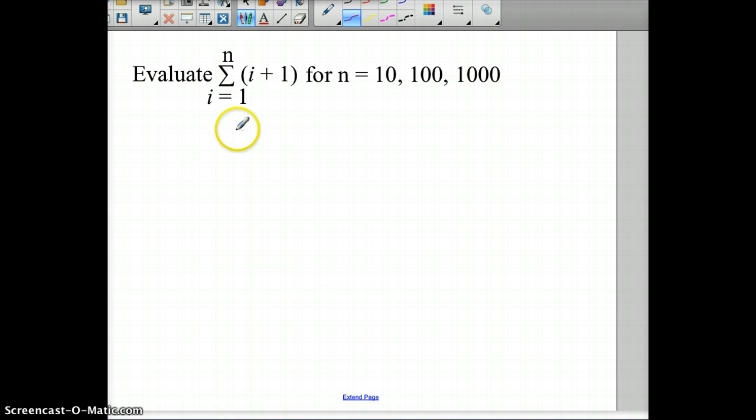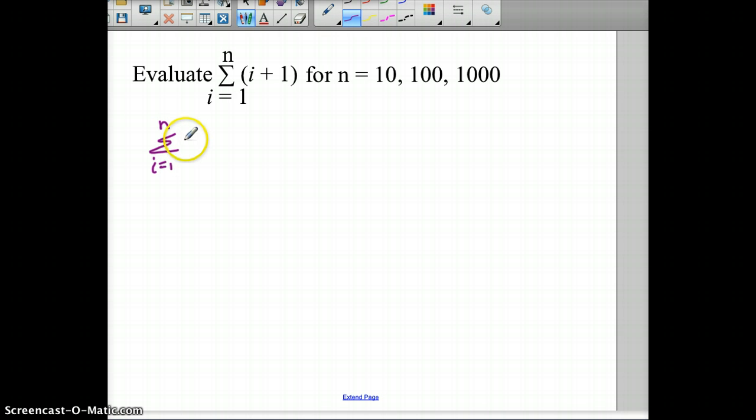All right, so let's try this one. If we want to evaluate the summation from 1 to n of 1 plus i for numbers 10 and 100 and 1,000. Well, for 10 it would be pretty easy. Just plug in 1 plus 1, 2 plus 1, 3 plus 1, 4 plus 1, 5 plus 1, all the way up to 10 plus 1 and add those answers together. But let's use our new summation formulas to break this down a little bit.